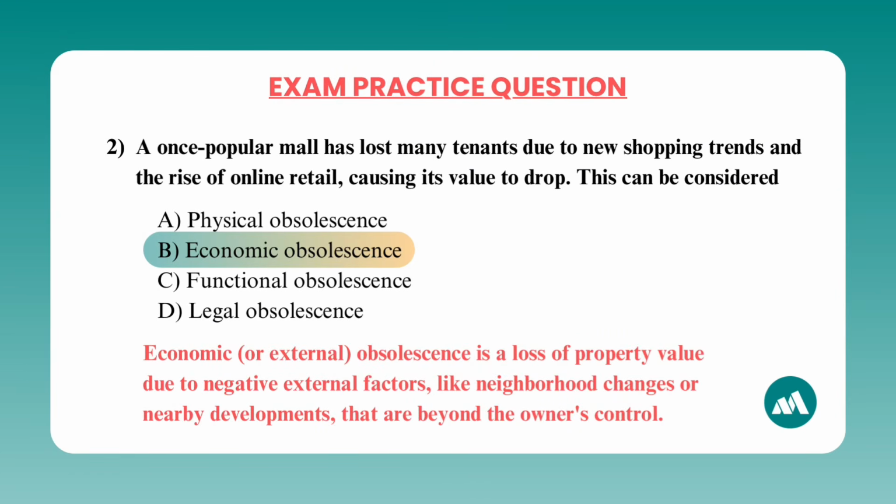Economic or external obsolescence is a loss of property value due to negative external factors like neighborhood changes or nearby developments that are beyond the owner's control.